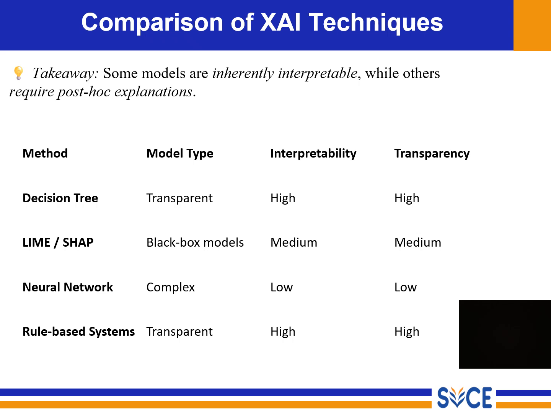And then the rule-based system. The rule-based system is more transparent, so the interpretability is high and the transparency is also high. So decision trees and rule-based systems are easy to explain. You can follow their rules step by step. But neural networks are like a brain, millions of neurons inside, very powerful but difficult to interpret. That's why we need XAI tools to peek inside the black box.